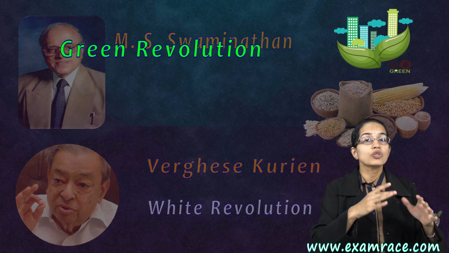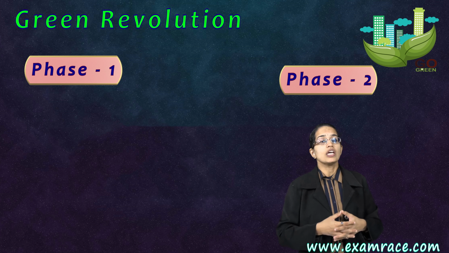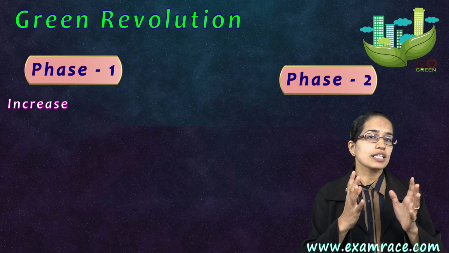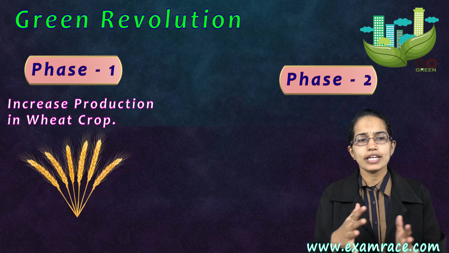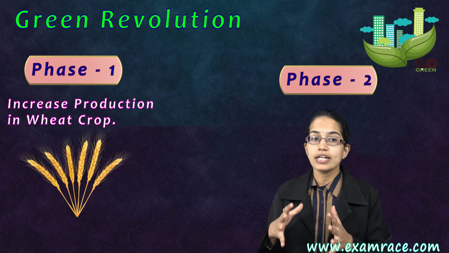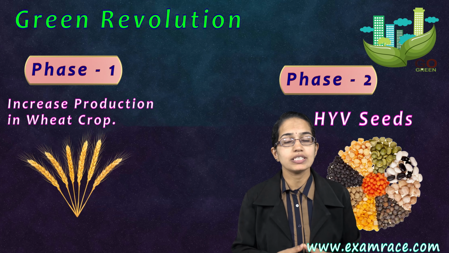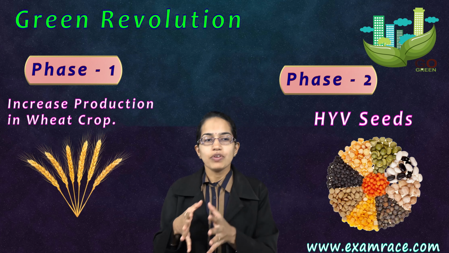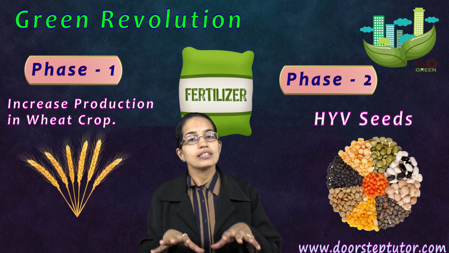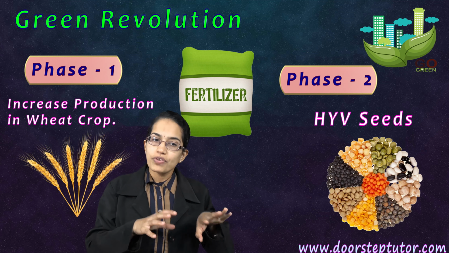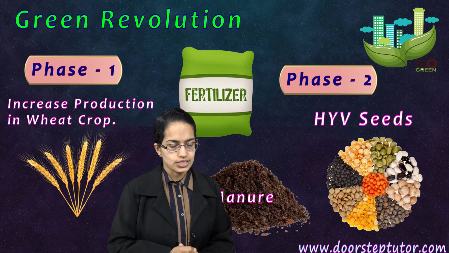Green Revolution came in two phases, phase 1 and phase 2. Phase 1 was the phase where you had a significant increase in the production of wheat crop, and slowly and gradually under phase 2 we were trying to see the implications of the high yielding variety seeds, HYV seeds that we were using, and we were also trying to see the impact of the fertilizers that was created on the soil. So we would be understanding fertilizers vis-a-vis manure in a while in this lecture again.